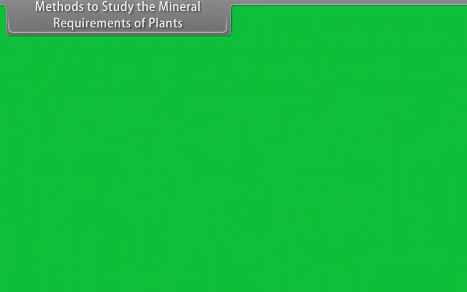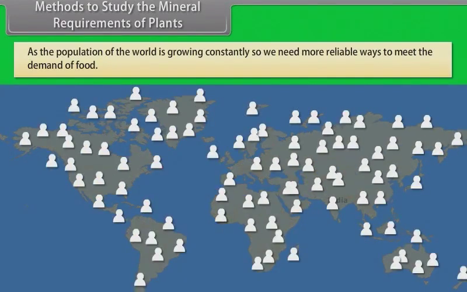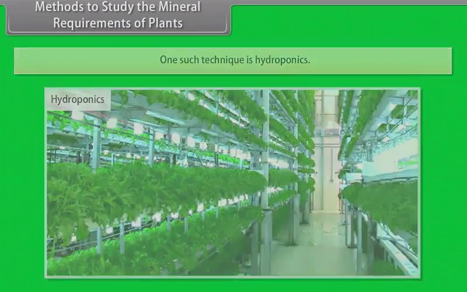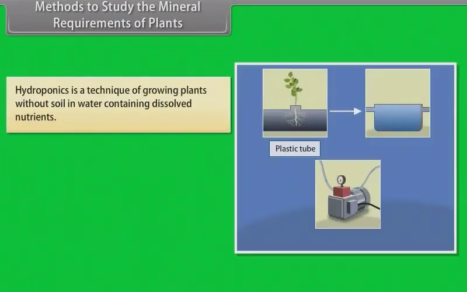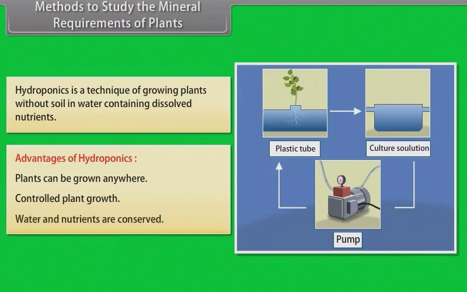Methods to study the mineral requirements of plants. As the population of the world is growing constantly, we need more reliable ways to meet the demand of food. One such technique is hydroponics. Hydroponics is a technique of growing plants without soil in water containing dissolved nutrients. Advantages of hydroponics: plants can be grown anywhere, controlled plant growth, and water and nutrients are conserved.